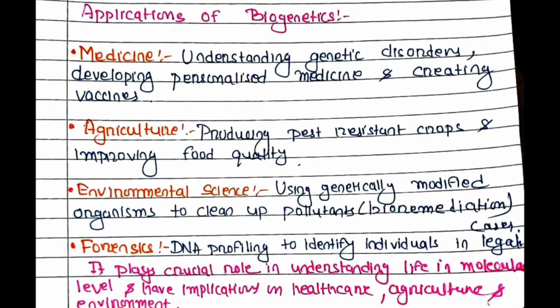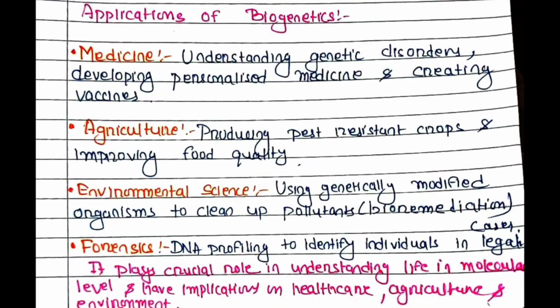Then comes agriculture, producing pest resistant crops and improving the food quality. The better quality seeds are produced by biogenetics. Also, the high yielding varieties and the pest resistant crops are all applications of biogenetics. A large amount of agricultural production is possible from a very small area due to biogenetics. There are various applications of biogenetics in agriculture like pest control, grafting, drought tolerance, disease resistance of the crops, and also improved nutrition of the crops.